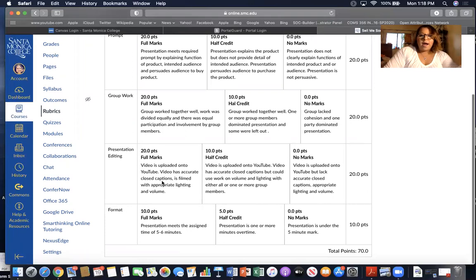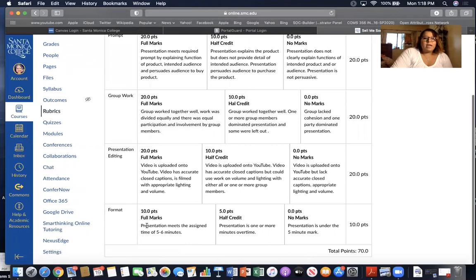The third part that I'm going to be looking at is the presentation editing. Again, you need to do some editing when it comes to your YouTube video. So make sure that your video is uploaded onto YouTube. Make sure that it has accurate closed captions. Again, refer back to the sections that I have at the top of our Canvas page, and even our last presentation, to look at how to make sure that our closed captions are accurate. Next, I'm also having you look that it's in the appropriate lighting and volume. Last presentation, I had a hard time hearing a couple of you, so make sure that you're adjusting your volume.